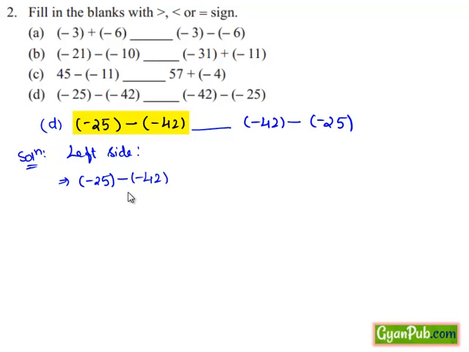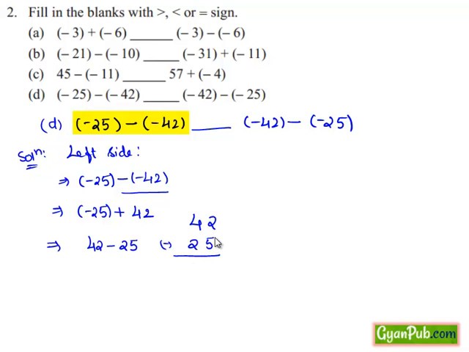Here we have subtraction of a negative integer. For the subtraction of negative integer, we can write the addition of its additive inverse. So we can write here minus 25 plus 42. It can be written as 42 minus 25. Since 42 is greater than 25, we can apply general subtraction. That is, we are subtracting 25 from the integer 42.